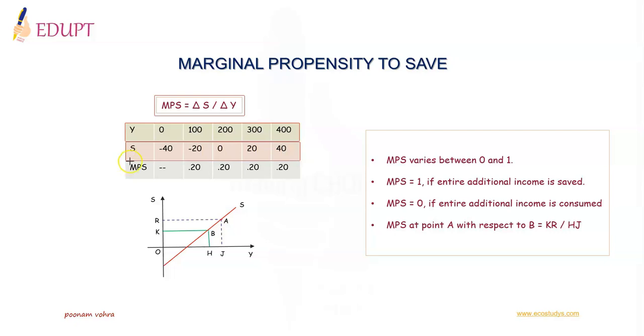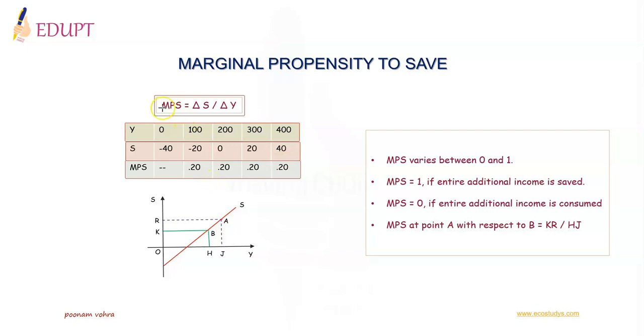One can find marginal propensity to save in each case by applying delta S by delta Y, except for the case when income is 0. So one finds delta S is 20, delta Y is 100. It is 0.20 in each case. It means that 20% of the incremental income is saved.